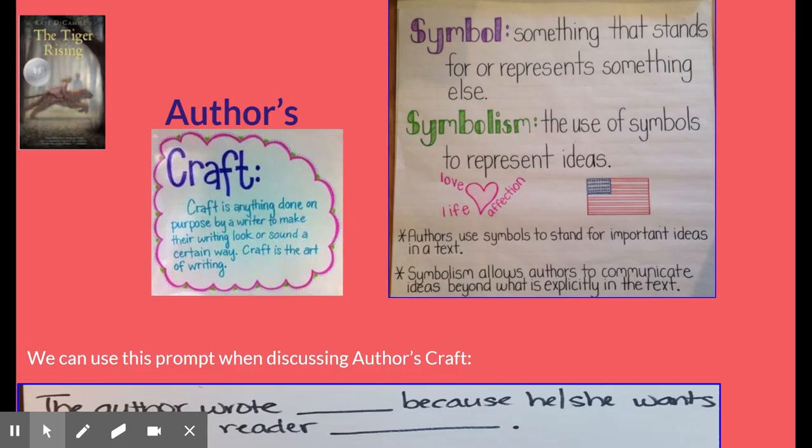Okay, readers, here we are. We just got through chapter 23. Now I want you to reflect. Did you notice a symbol in chapter 23? Something that is an object that Kate DiCamillo is using to represent an important idea.